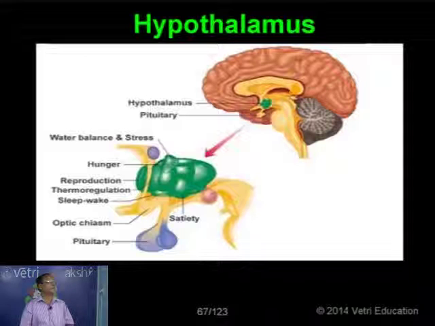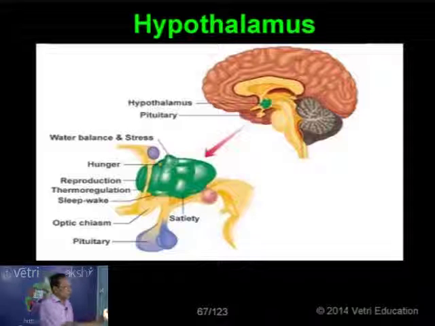It has a number of centers. Water balance and stress is nothing but thirst. According to the availability of water in the body, it stimulates the body to take water. When there is a stress of thirst, it makes the body consume more water. It also has the center for hunger. This is the center for hunger.